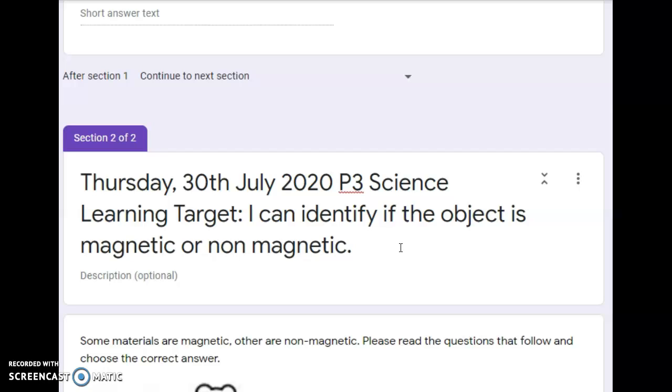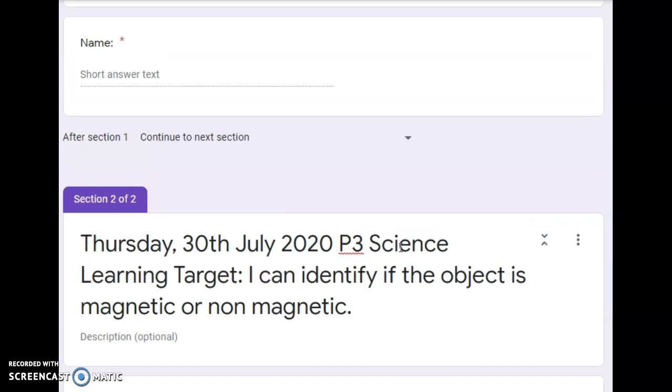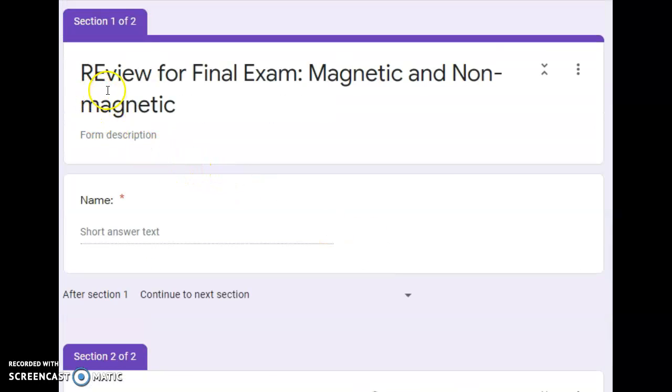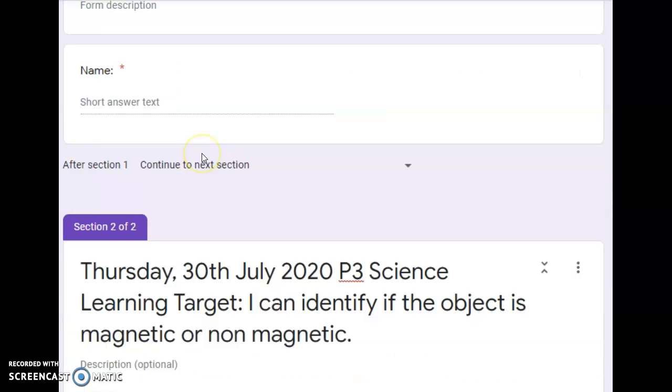For today's activity, you are going to identify, and you have to be very careful in reading the sentences, right? So again, this is a review for your final test, identifying sentences if it's magnetic or non-magnetic.